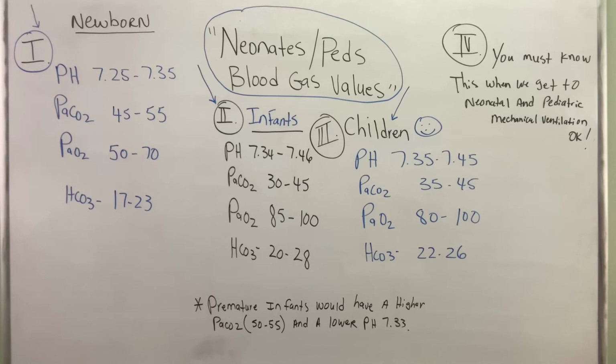All the way at the bottom, I made a note, because for premature infant, you will have a higher PaCO2. Okay, I'll say that again. For premature infant, you will have a higher PaCO2, around 50 to 55, and you will have a lower pH for the premature infant, around 7.33. And there you have it.